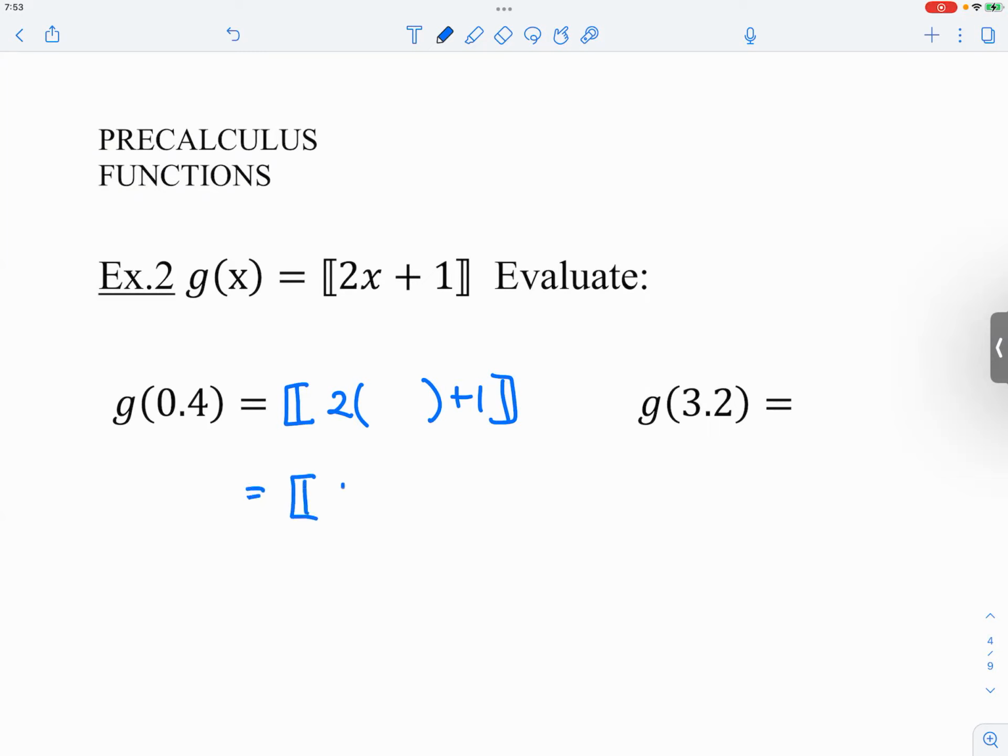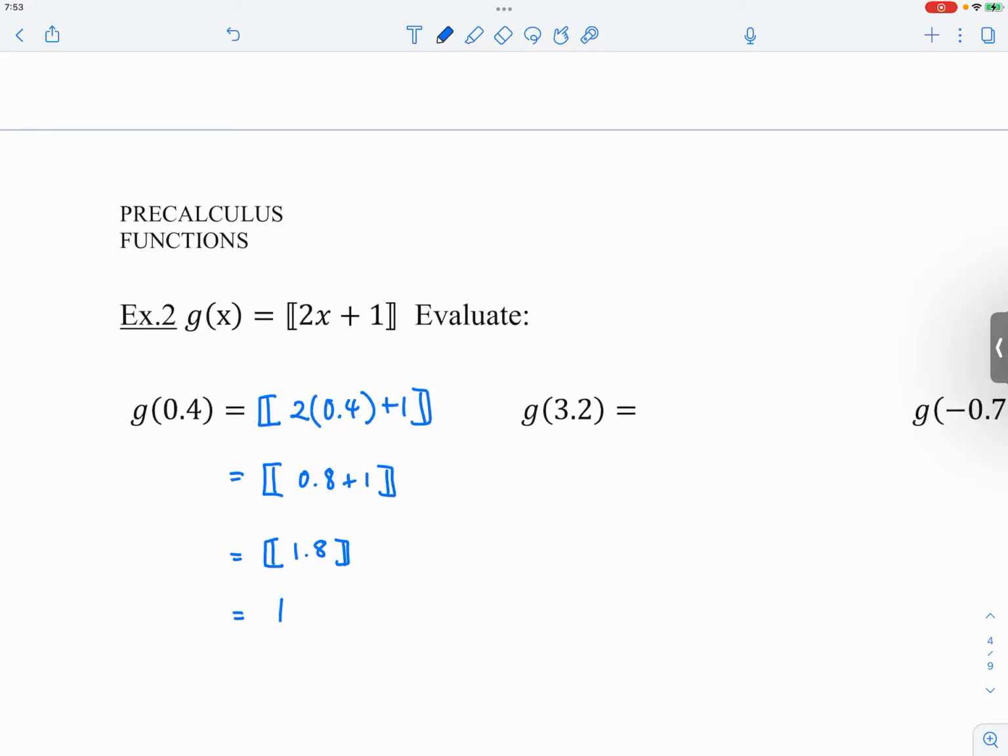And we have 2 times, oh, sorry, I should put 0.4 right here already. So you have a little 0.8 plus 1. Okay, you don't need to do step function. You don't need to process the step function until the very last moment. So you have the step function of 1.8, and that means you have the number 1 as the answer. Easy? Okay. All right. Try next one on your own.